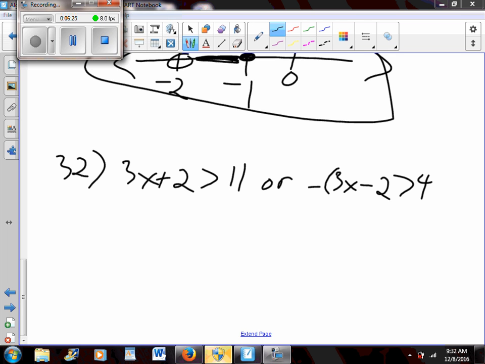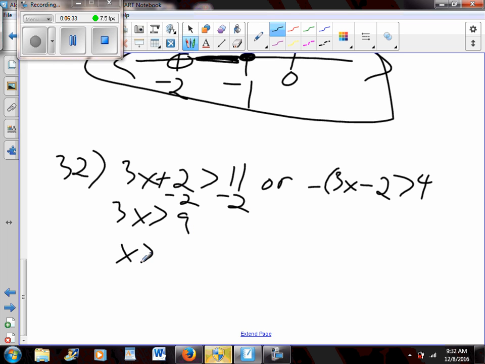So the first thing I want to do is subtract 2. So I get 3x greater than, when I subtract 2 here, it's going to be a 9 here. Dividing by 3, x is going to be greater than 3. Or, dropping the parentheses gives me this here, right? You see this? The 9, when I subtracted 2 from 11, 11 minus 2 is 9, then I divided by 3 to get 3.